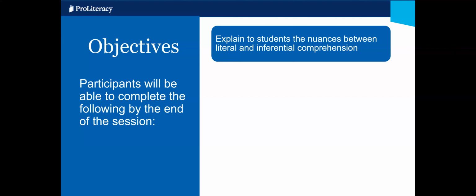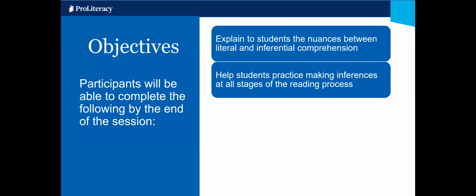So the first thing we're going to talk about today is how to explain to students the nuances between literal and inferential comprehension. So as I just mentioned, there were all of those layers to interpreting that picture. That's because there are all different layers of comprehension. Then I want to talk about how we can help students practice making inferences at all stages of the reading process. So we're going to quickly talk about the reading process and how to integrate good inference skill building at all of those stages.